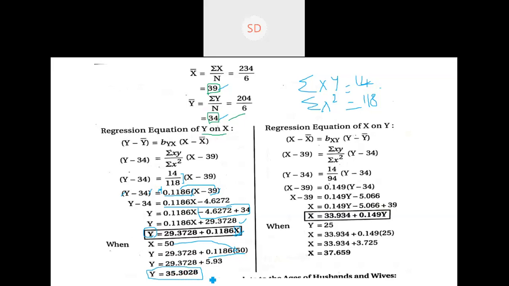Okay, so this calculation will be done only when the x value is given to us, we can predict y, and when the y value is given to us, we can predict the x. Okay, did you all understand that last part of the calculation?